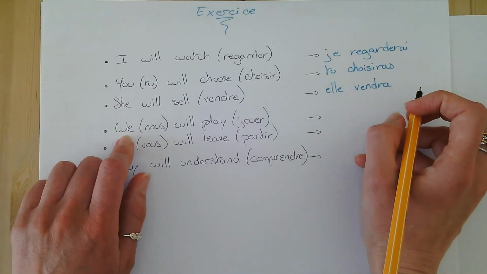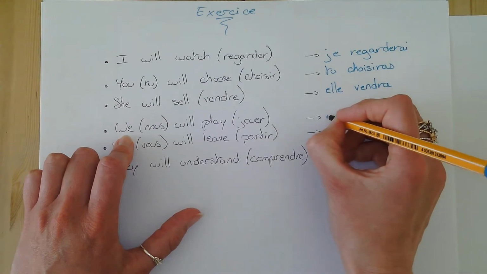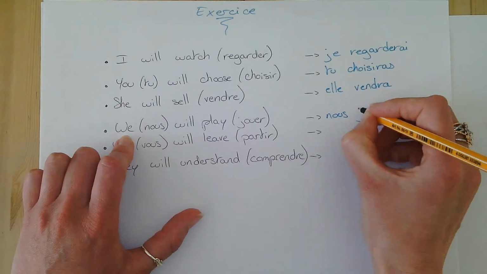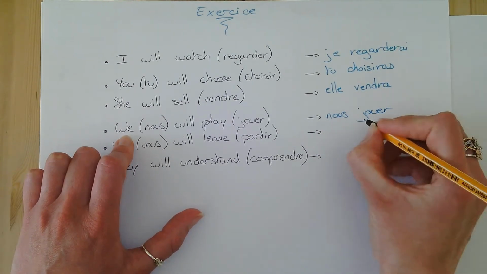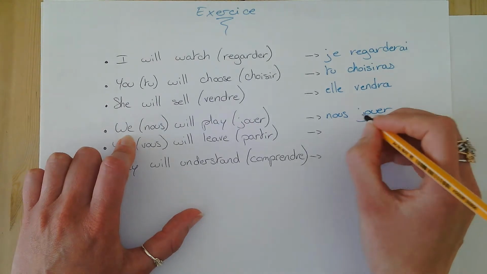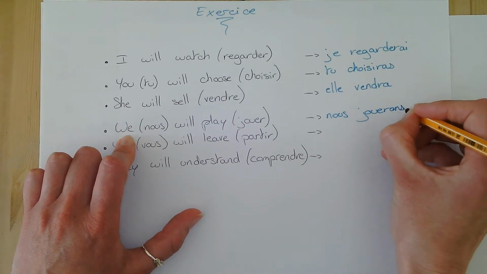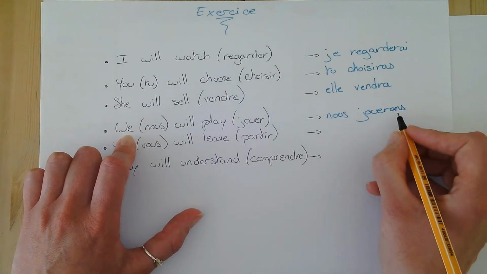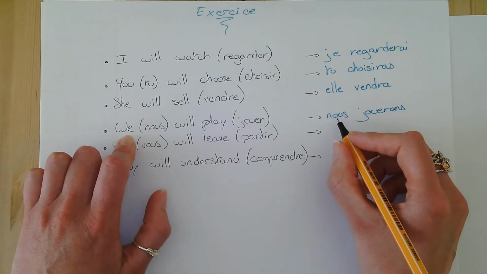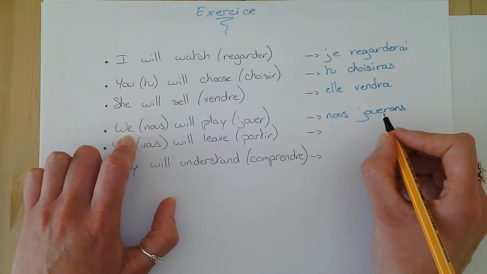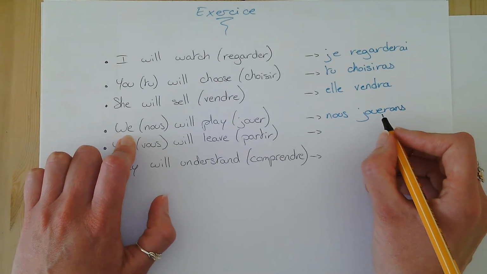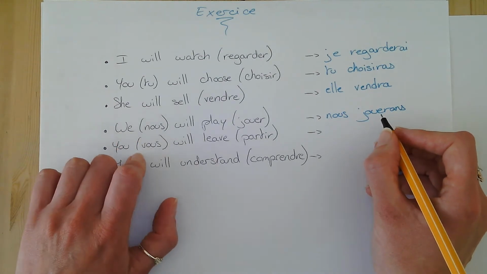Then, we will play. So, nous. It's an ER verb, so put down your whole infinitive. Check the ending. I'm not putting the sheet back under the visualizer, but that's ONS. And that's pronounced nous jouerons. You don't actually pronounce that E here. You keep it, but you don't pronounce it.